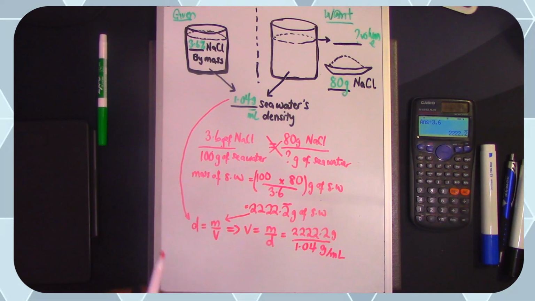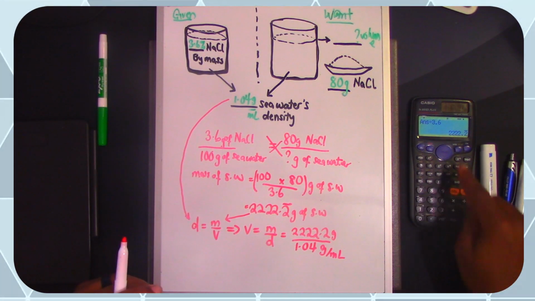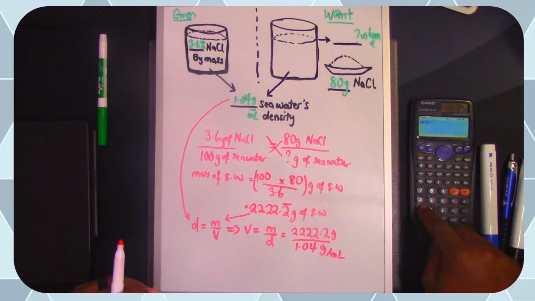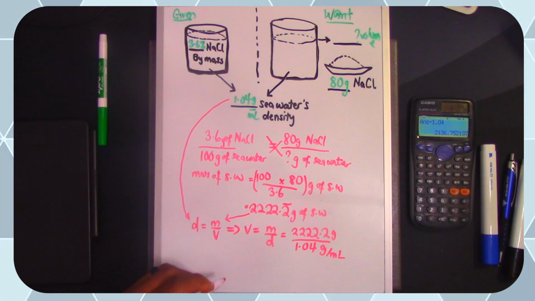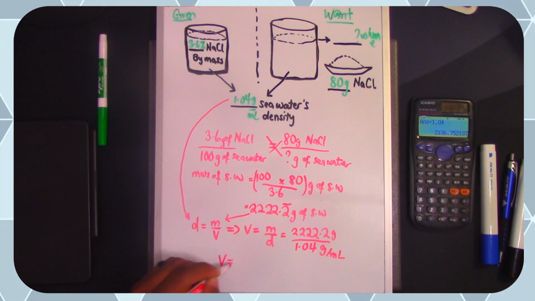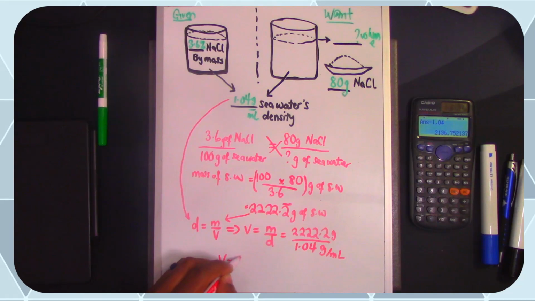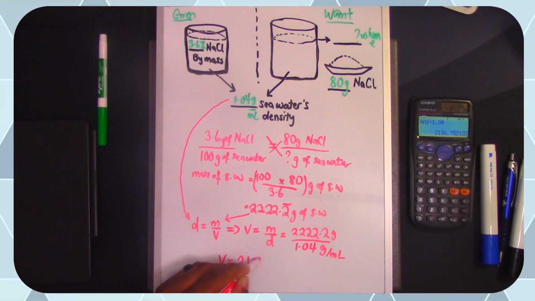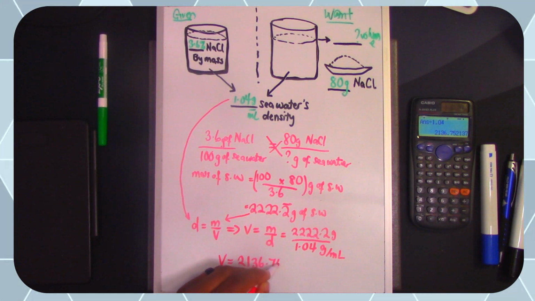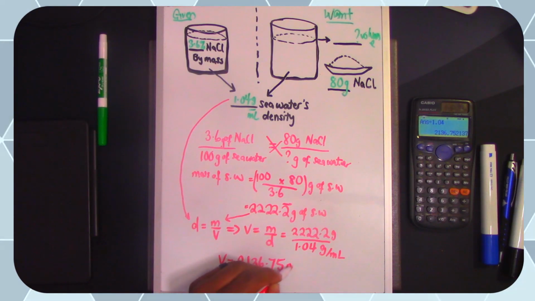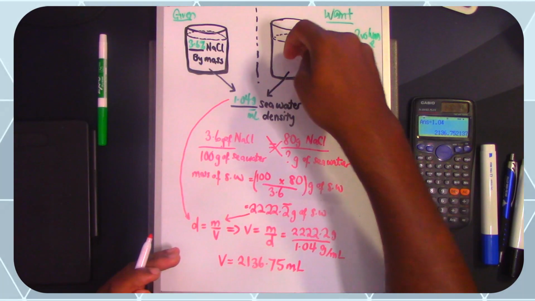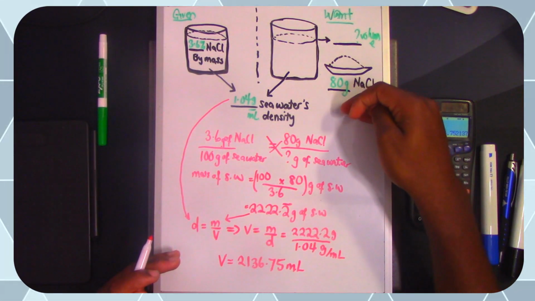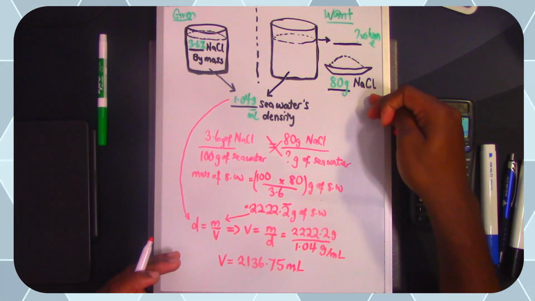And so by having this on your calculator, this is our answer divided by 1.04. This is equal to the volume in milliliters to be 2,136.75. We're going to stop here, milliliters of the seawater that will be able to produce around 80 grams of sodium chloride.